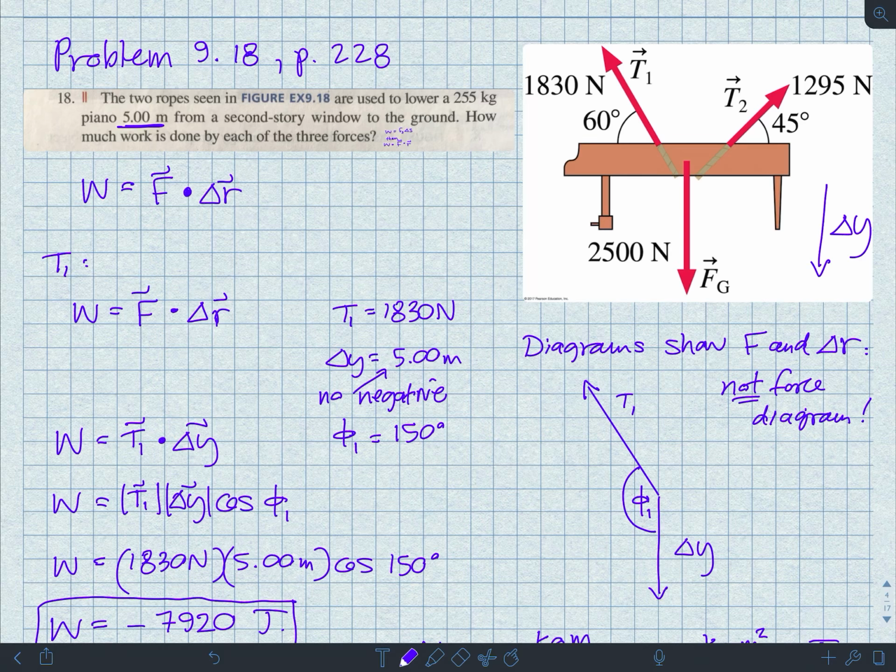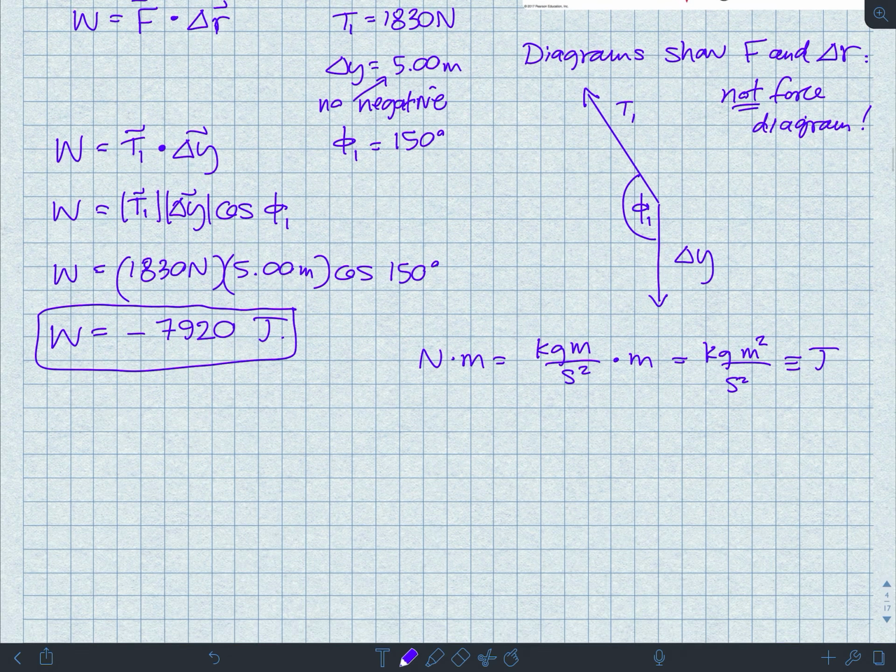So if you just dropped it out the window, there's going to be a lot of energy in that piano by the time it crashes and smashes all over the place. You want to remove some of that energy so that you don't get the crashing and the smashing at the end. So that's what tension 1 is doing. It's removing some of the energy from the system. That's why it's a negative amount of work that it does.